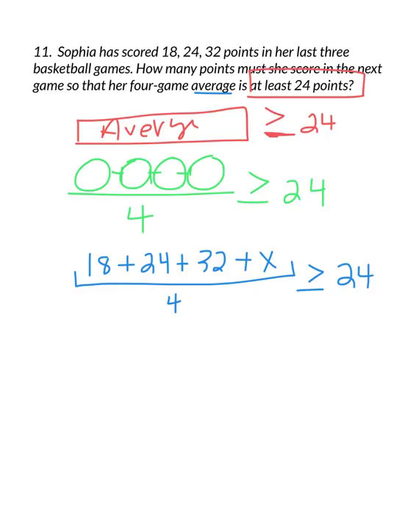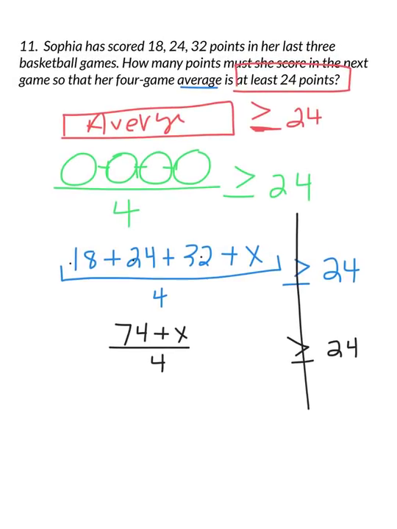Okay, so now just add those up. Well, let's just find my equal. Here's my equal sign first. There's my equation sign. 18 plus 24 plus 32 is going to be 74 plus x divided by 4 is going to be greater than or equal to 24. So, what do we do here? Hold on a second. I think I want to move. Wait, that little piece won't move. Okay, so I'll just go back to this. All right.